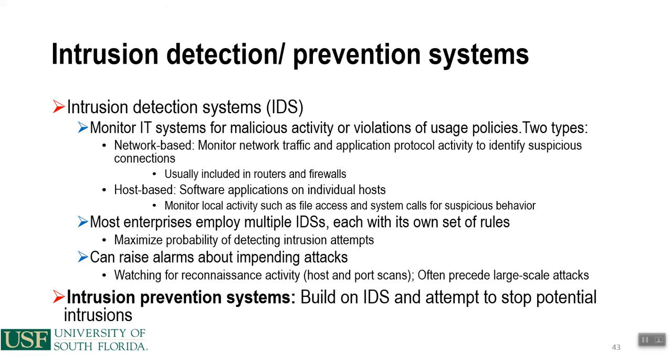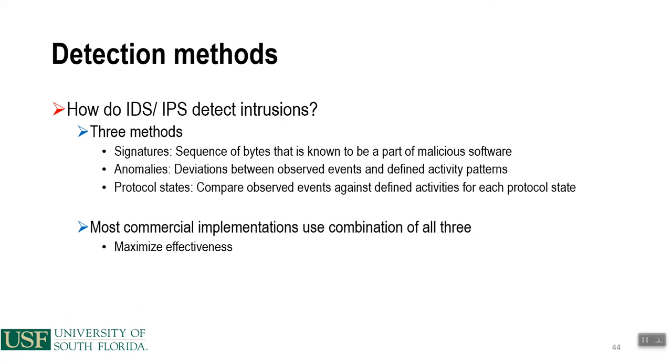So intrusion detection systems, compared to firewalls, will actually monitor particular IT systems and see if there's any malicious activity or violation going on that goes against a baseline that's been provided by the organization. Now this is very reactive in nature. That baseline is often based off of the different types of attacks that organizations have already seen in the past. Intrusion protection or prevention systems build on an IDS and attempt to stop the potential intrusions.